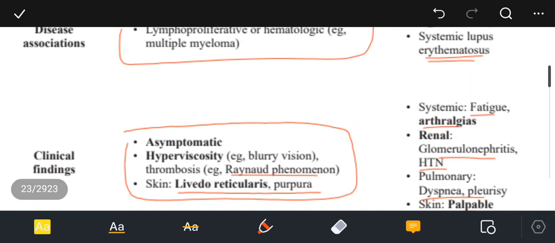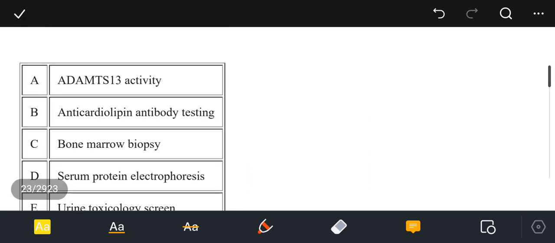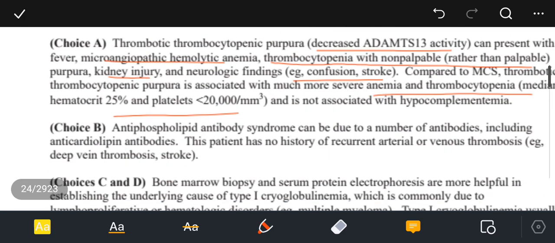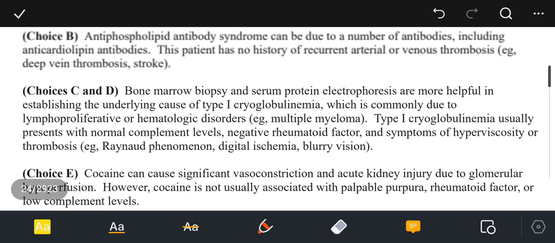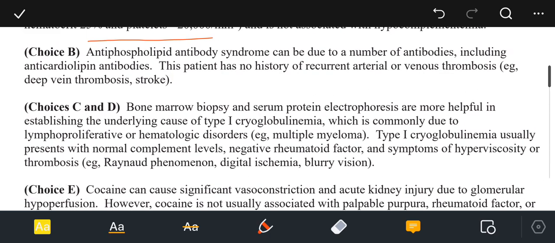The choice B, that is anti-cardiolipin antibody testing, was not the option of choice because antiphospholipid antibody syndrome can be due to a number of antibodies including anti-cardiolipin antibodies. This patient has no history of recurrent arterial or venous thrombosis, for example, deep vein thrombosis and stroke.